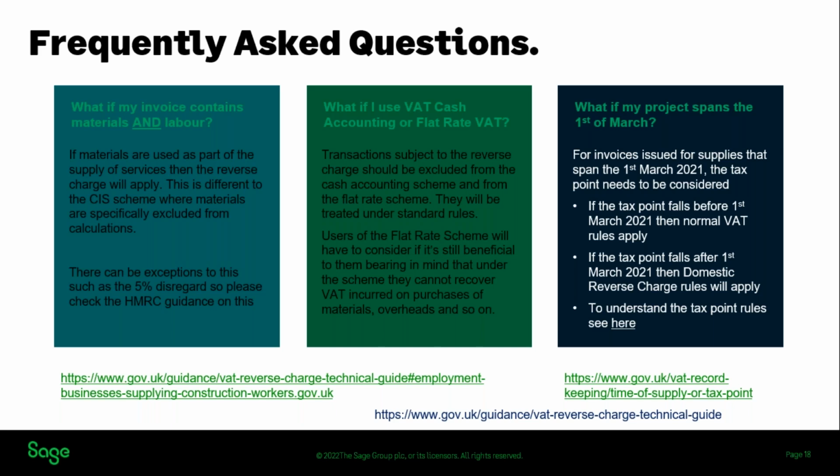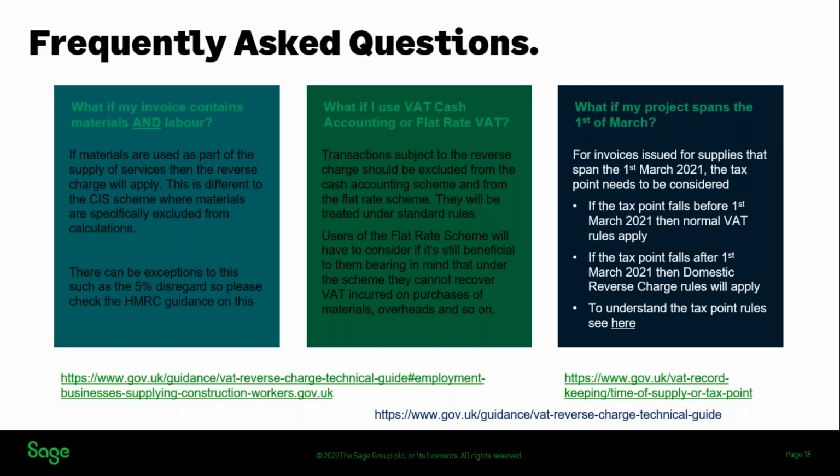If the amount of labour on there is so entirely low, it's a very heavily goods orientated invoice, then it may be that you can apply for the 5% disregard on that. So again, HMRC guidance if you want a bit more information on there.